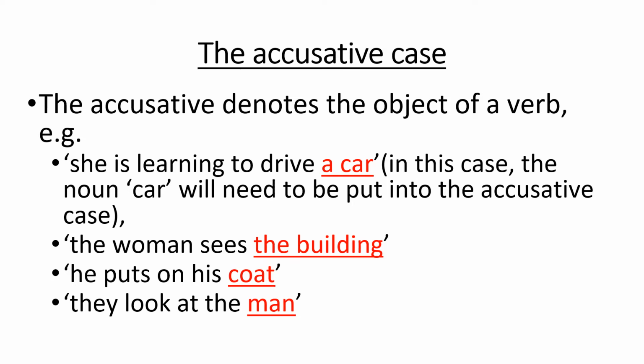He puts on his coat. He is carrying out the action of putting on something, and his coat is the something being put on, and so on and so forth. So these words underlined and in red are in the accusative case because they're the objects of the sentence. In English, we use word order to denote the object and subject of sentences, but in Russian, it's going to be the words themselves which change. This will become more clear as you learn more of the cases and more Russian. For now, let's move on.